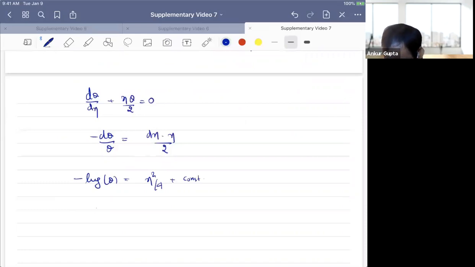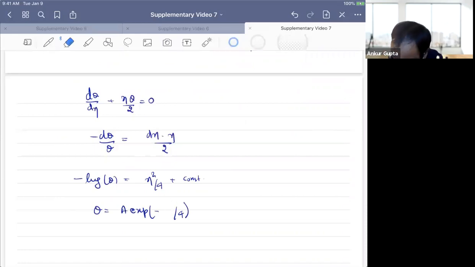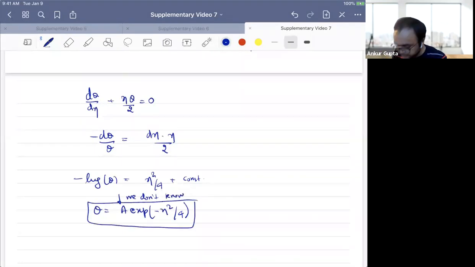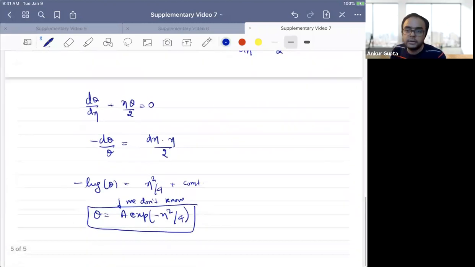I'm sure you must have all done these kinds of math steps, that the logarithm you can convert into an exponential, and the constant then becomes something we don't know. This constant is a. So we get theta to be this profile, a into exponential minus eta square by 4. And now we should use the second boundary condition to find a. But when I put eta equal to infinity, I already get theta equal to 0. So I still haven't found this constant a. And that's where we will go back to the integral equation, because we still have one condition left that we need to satisfy. So the second boundary condition is automatically satisfied.